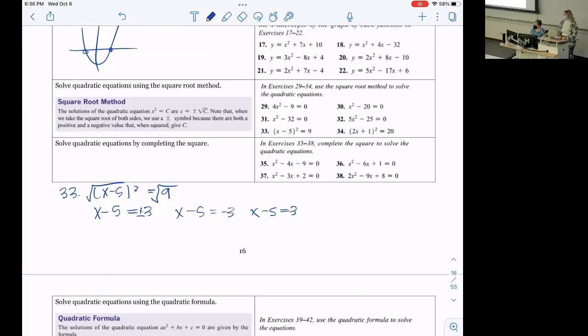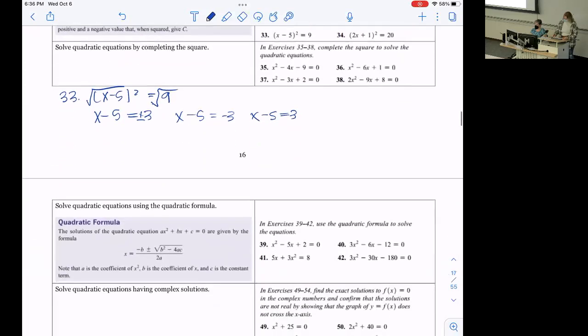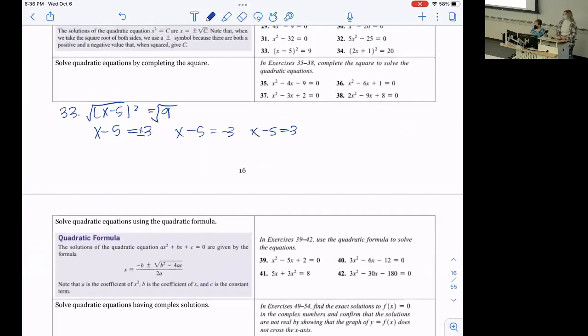Any questions about that? All right, how about the next section, completing the square? Had a lot of questions about that one last night. Can you just do one of the examples of it? Sure. Is there anyone in particular? 37. 37? Okay. Good choice.